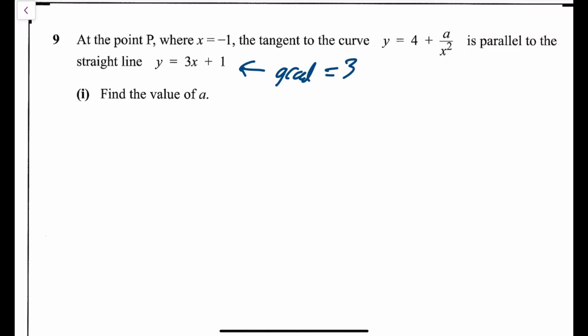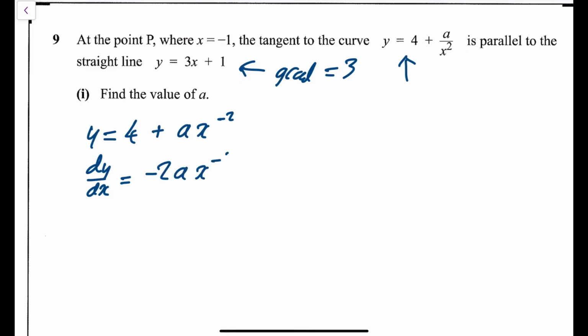So, when you see the words tangent, normal, turning point, gradient, maximum, minimum, stationary point, any of these words, you want to be thinking dy by dx. So I'm going to differentiate this thing over here. So first thing I'm going to do is write it in index form. Then I'm going to differentiate it. And I'll just get minus 2ax to minus 3. So that was multiplying by the power, reducing the power by 1.